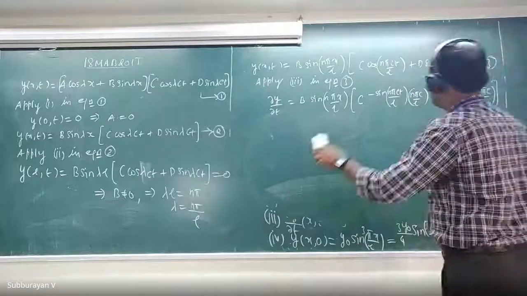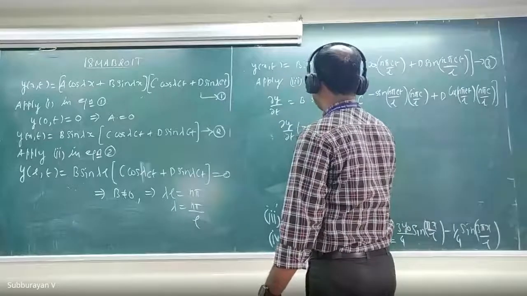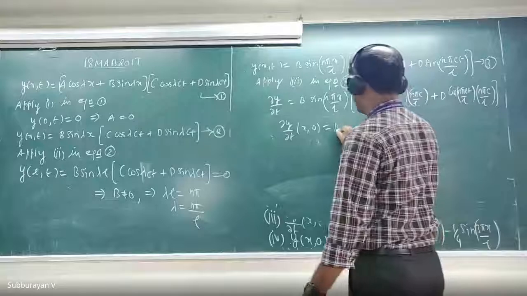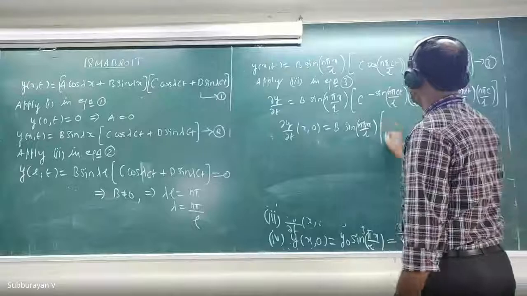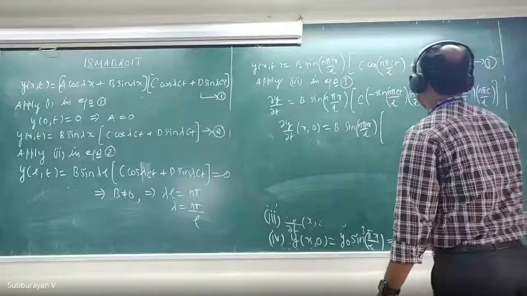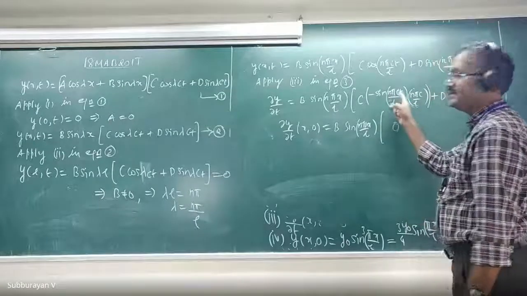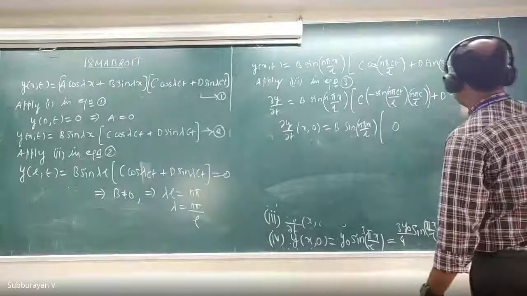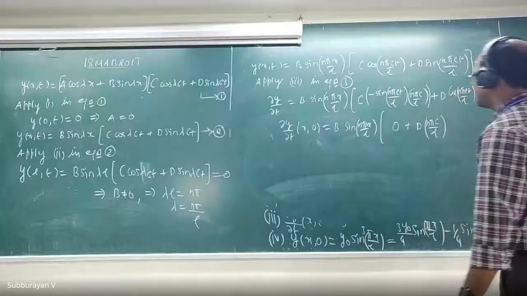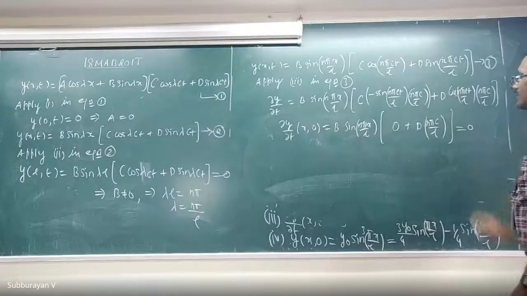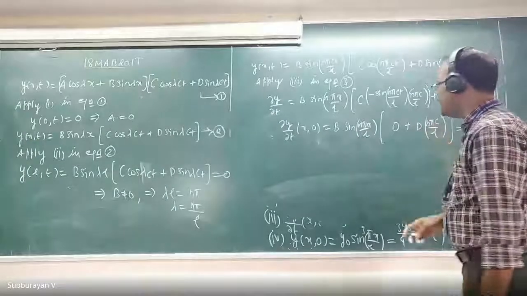Now you substitute t equal to 0 here. That is dou y by dou t of x comma 0, which is b into sin n pi x divided by L into, see what will happen when you substitute t equal to 0. This term will be 0 because it is sin 0, and then this will become d into n pi c divided by L into cos 0, but cos 0 is 1. But this is equal to 0. Already we assumed that b is not equal to 0 and sin n pi x by L is not equal to 0. Therefore d must be 0.